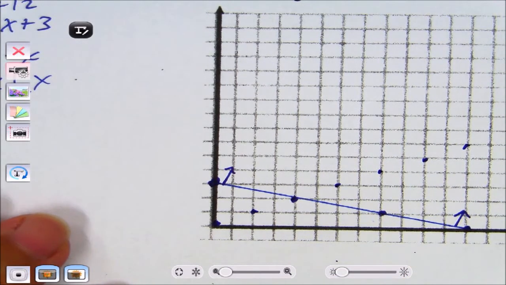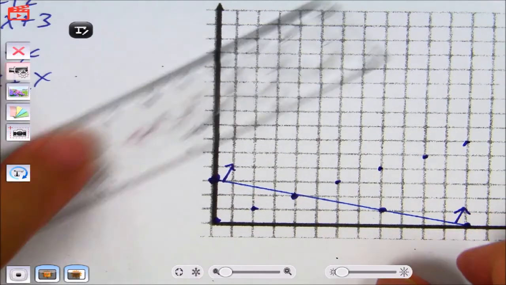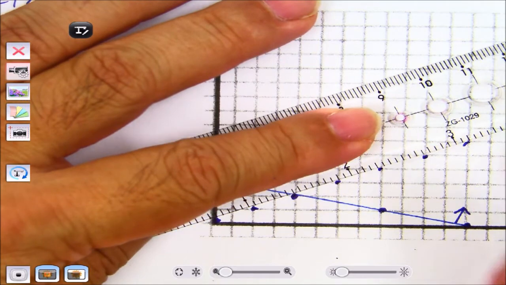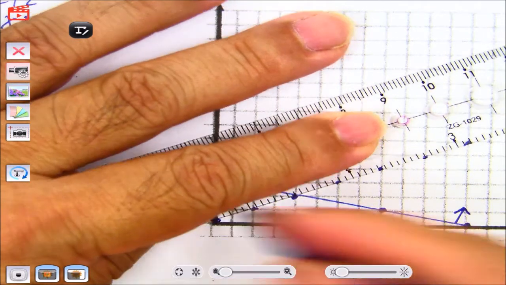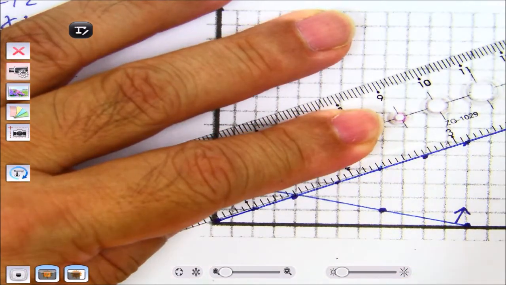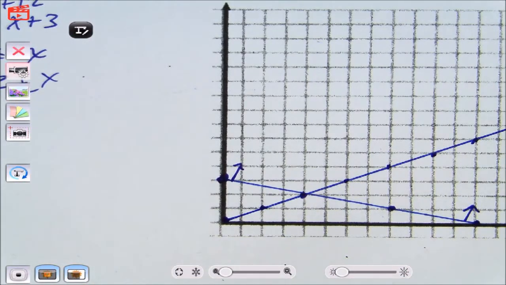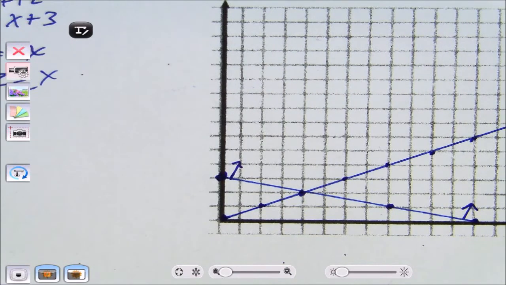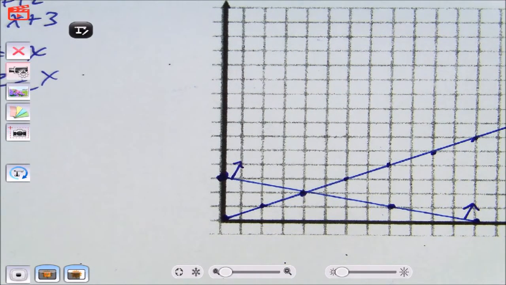You really don't need this big of a grid. So why did they give us a big one?